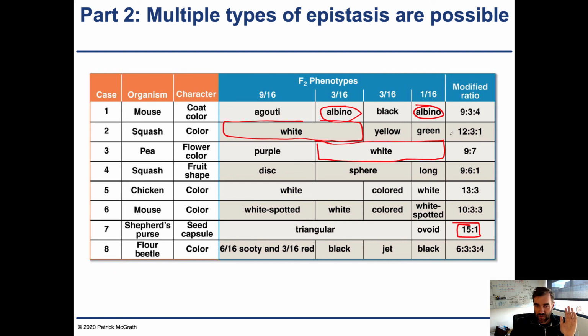So conceptually, you should realize that there are a lot of different ways that you can have epistasis, and some people will go through them; there are actual names for all of these different types of epistasis. I want you to know what recessive epistasis and dominant epistasis are, and then you should be aware that there are multiple ways that epistasis can occur that result in these skewed ratios.